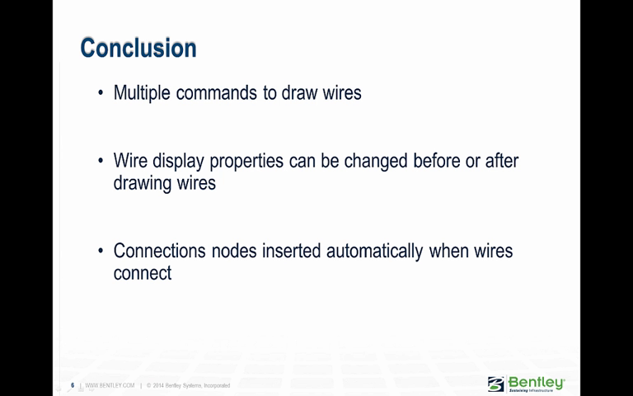In conclusion, the major points covered within this workbook are: within Promis.e, there are multiple commands to draw wires. All the commands work in the same fashion, but they can have different options. The display properties of the wires can be changed before or after the wire is drawn on the page. When two wires connect, a connection node will be inserted automatically.